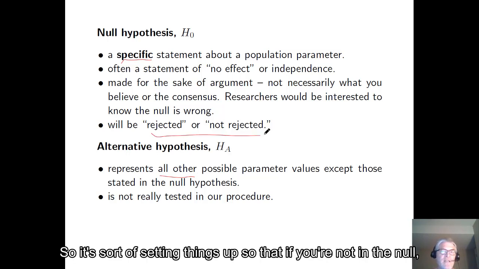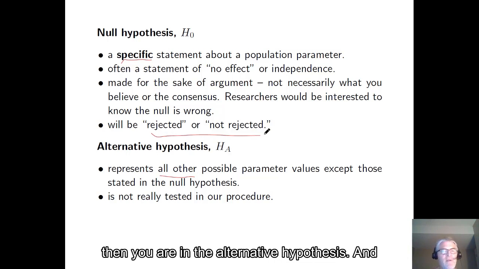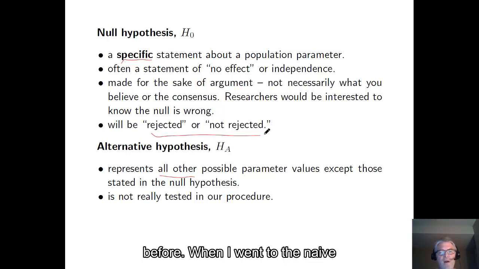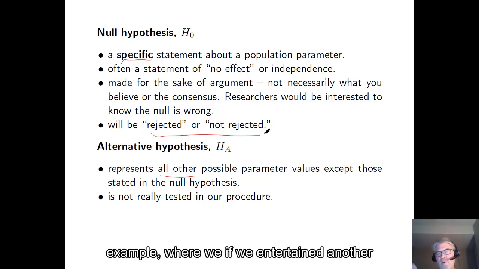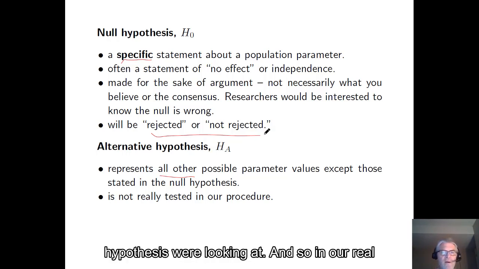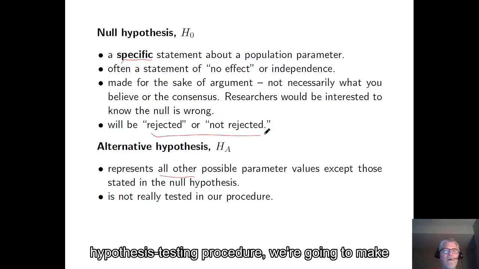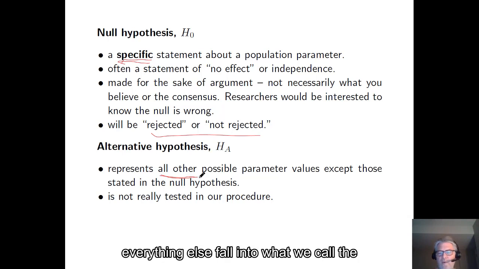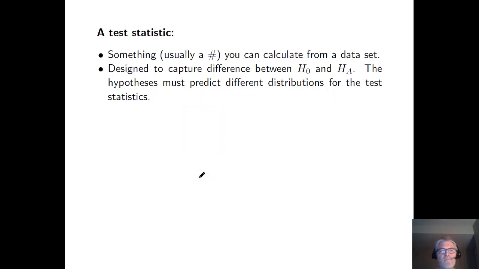So it's sort of setting things up so that if you're not in the null, then you are in the alternative hypothesis. And this is how we get around that problem we saw before when I went through the naive example, where if we entertained another hypothesis that wasn't hypothesis X, the thresholds and our decisions kept changing depending on what hypothesis we're looking at. And so in our real hypothesis testing procedure, we're going to make one specific statement and then have everything else fall into what we call the alternative hypothesis.